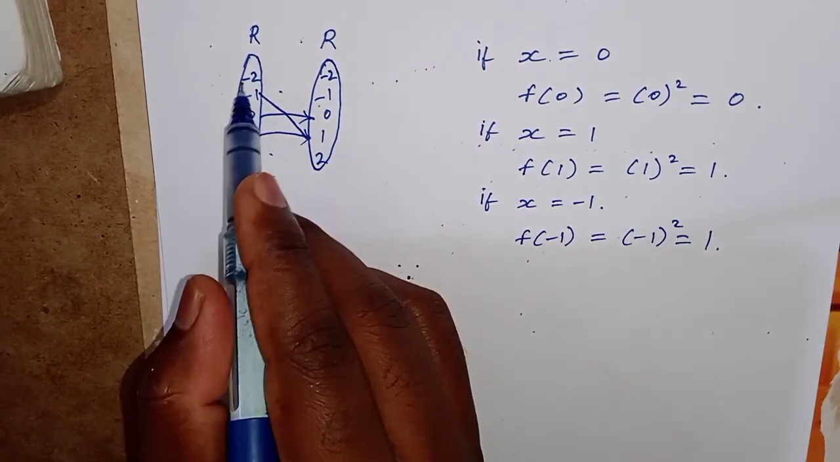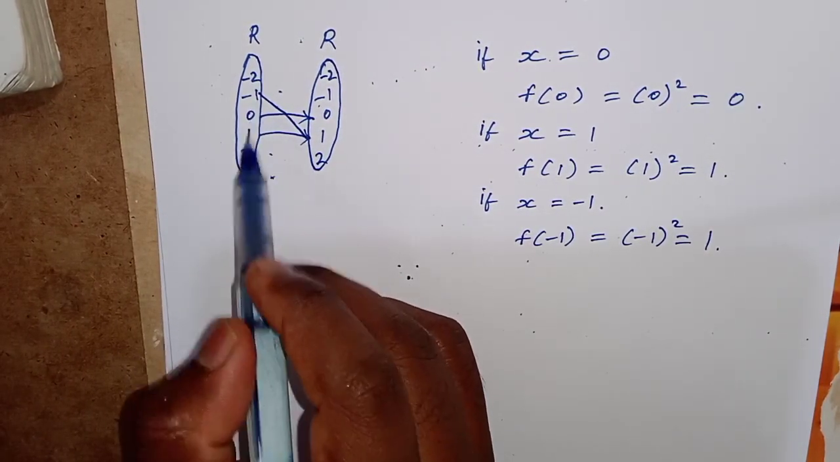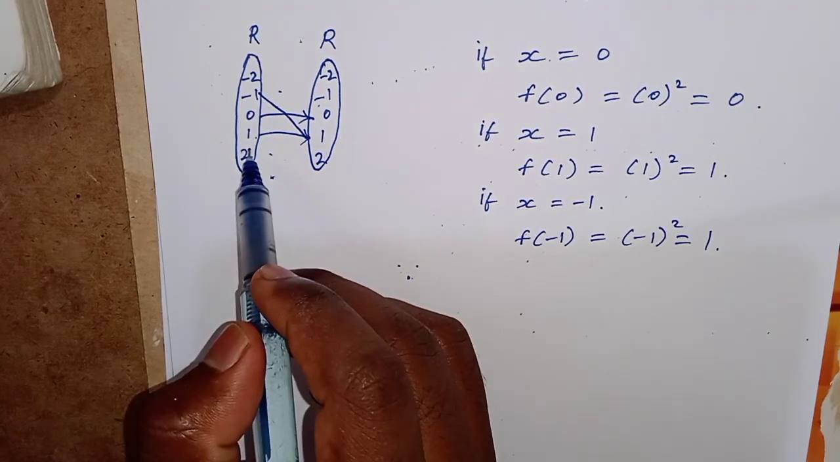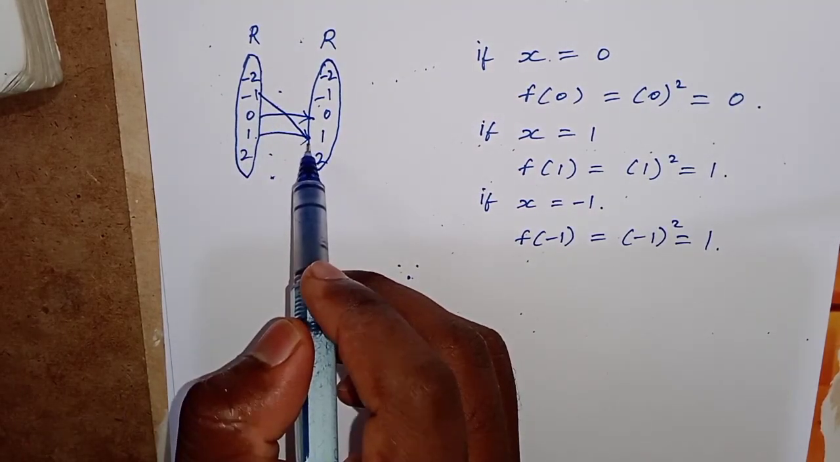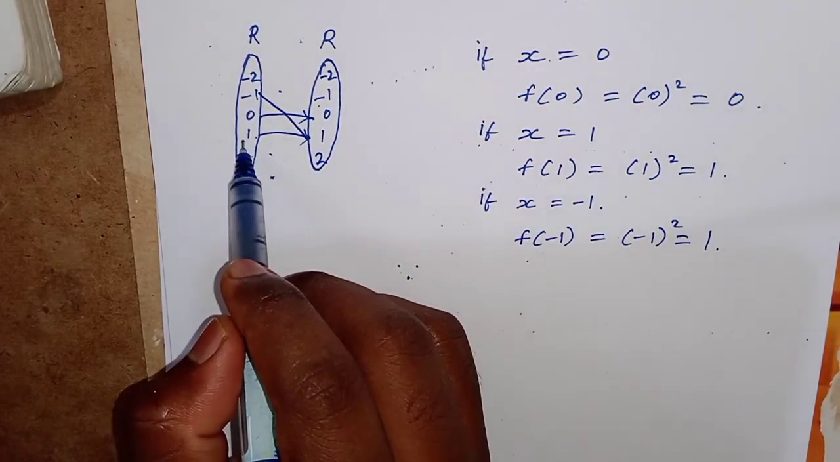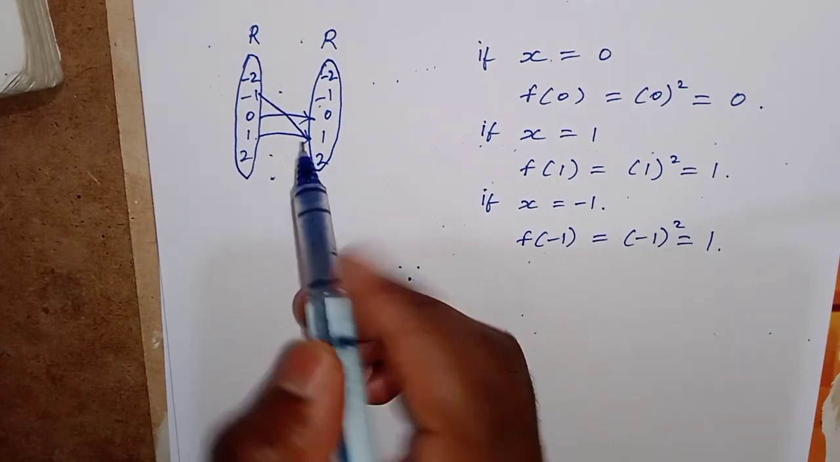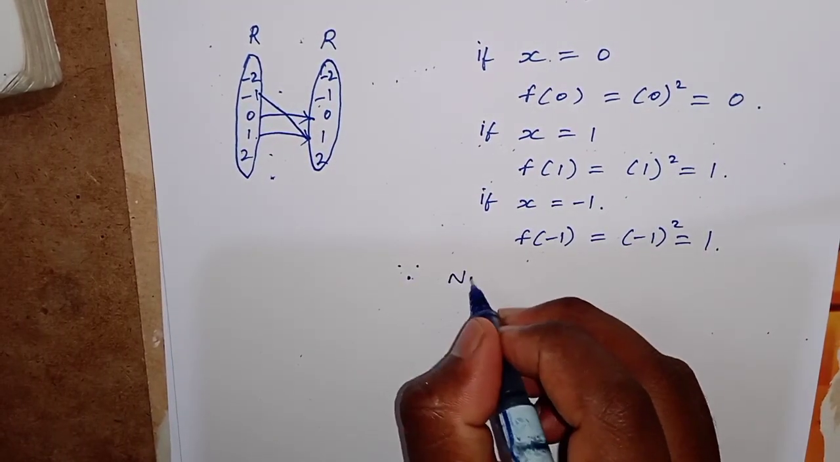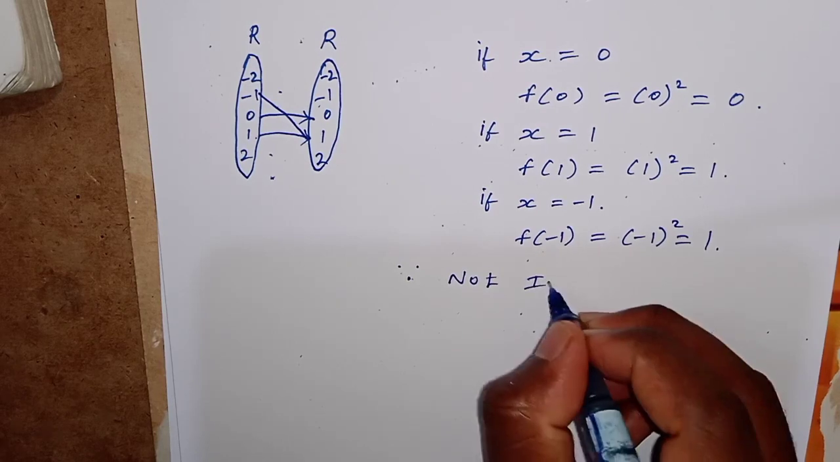Therefore, for checking whether it is one-one, you have to check the domain. Here it is our domain. Here two pre-images are related to one image. Therefore it is many to 1. Therefore it is not injective.